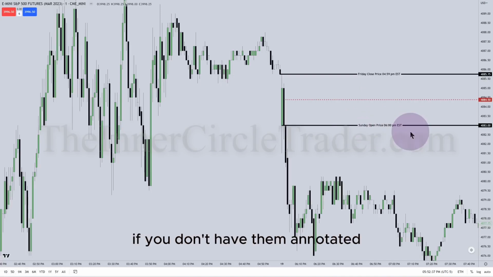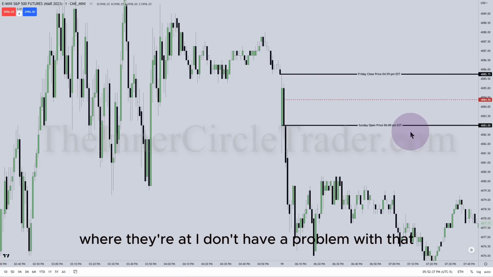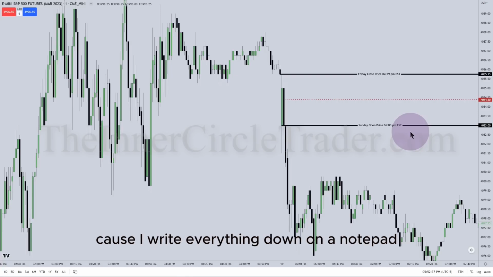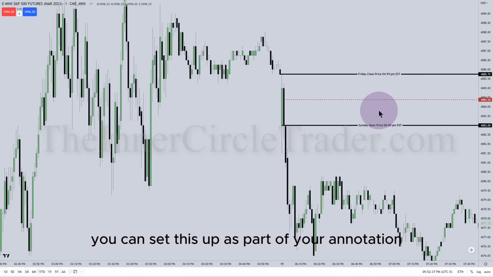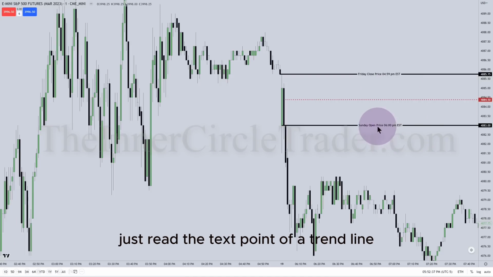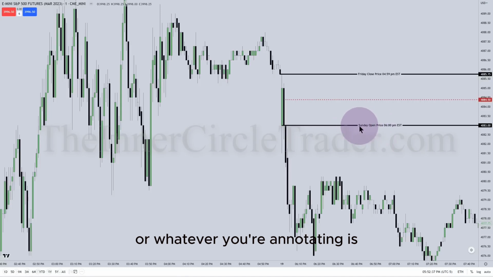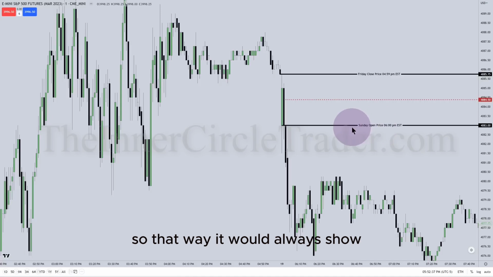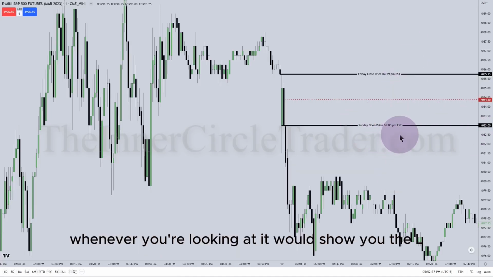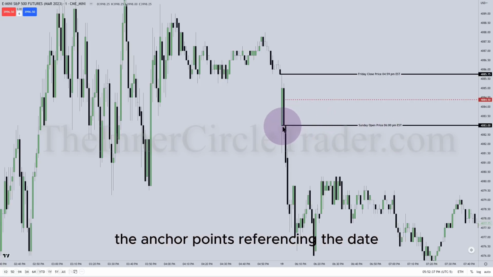And if you don't have them annotated, it may be a little bit of a hassle to figure out where they're at. I don't have a problem with that because I write everything down on a notepad. So on my desk, I have very specific levels and what they're anchored to by date. But if you want to be highly organized on your charts, you can set this up as part of your annotation, just where the text point of a trend line or whatever you're annotating, just set it up for middle and maybe right justifications. That way it would always show on the far right end of the chart. Whenever you're looking at it, it would show you the anchor points referencing the date.